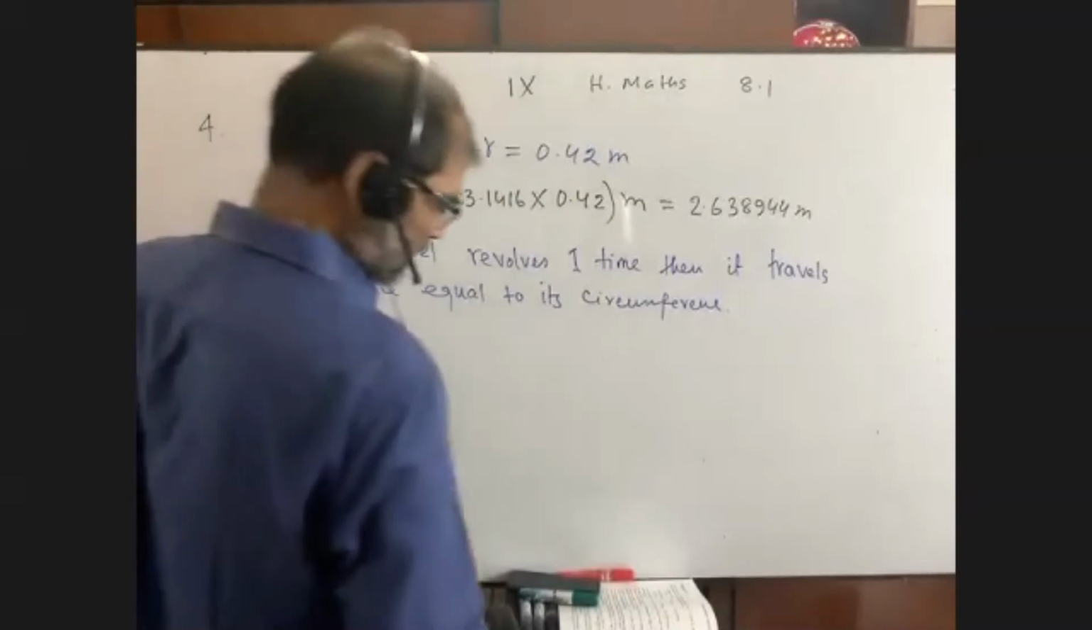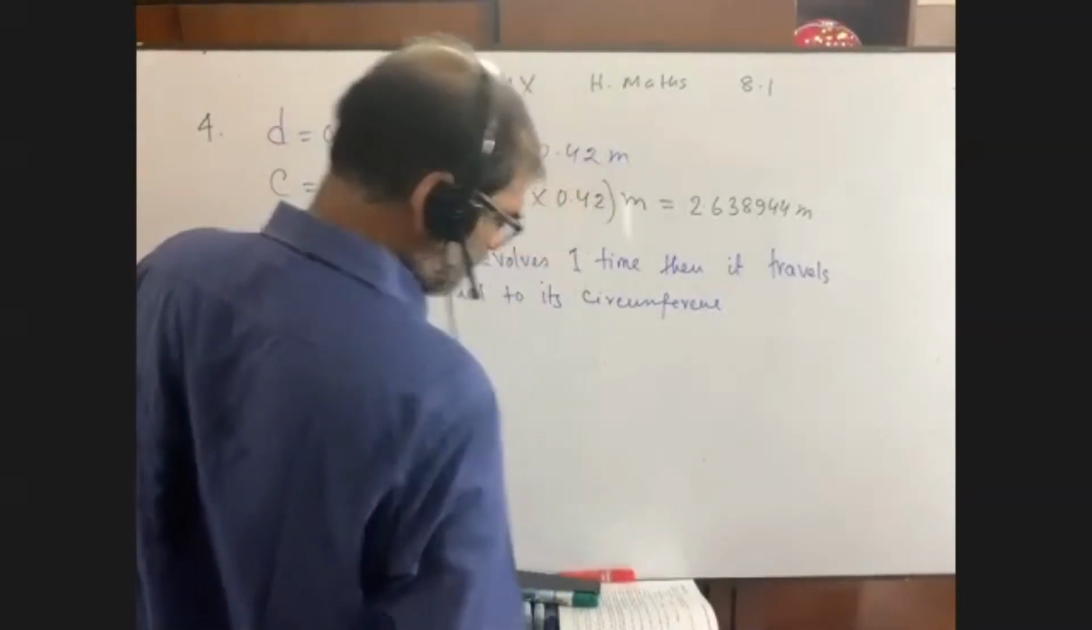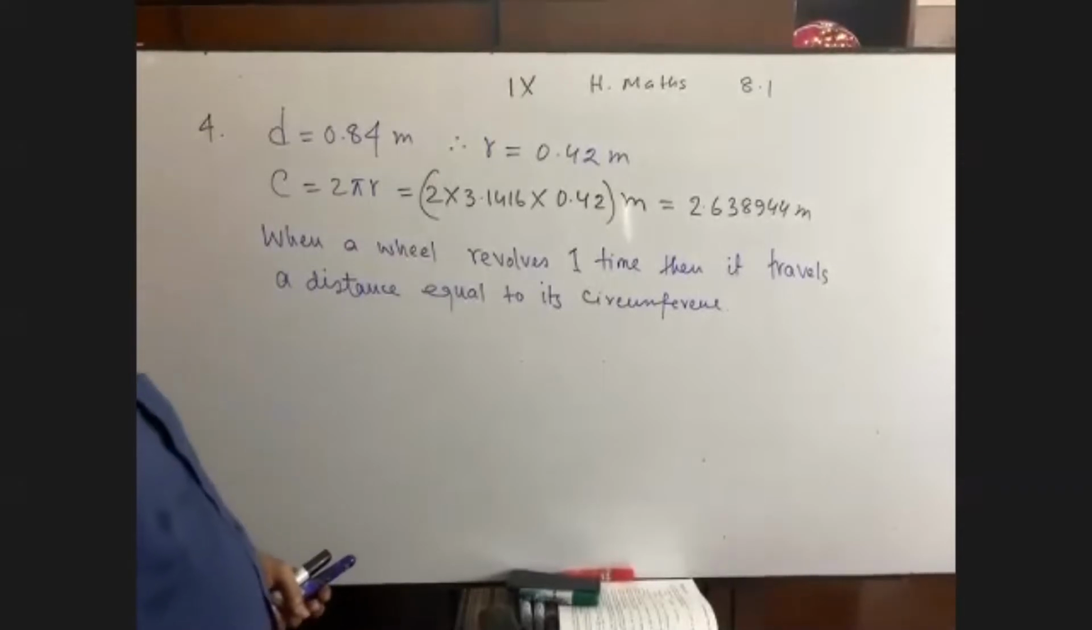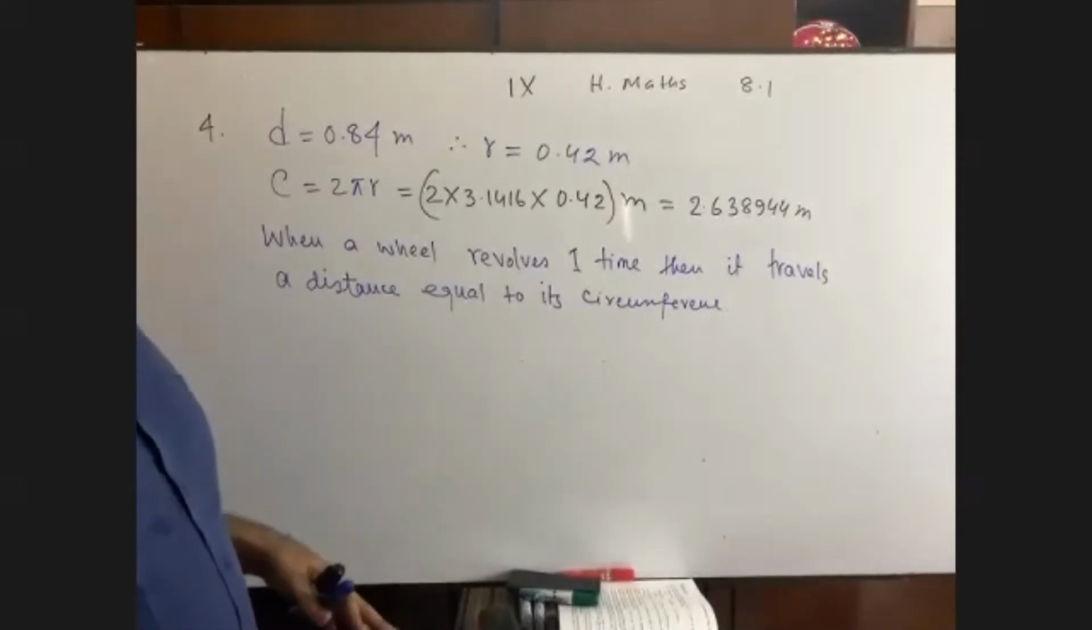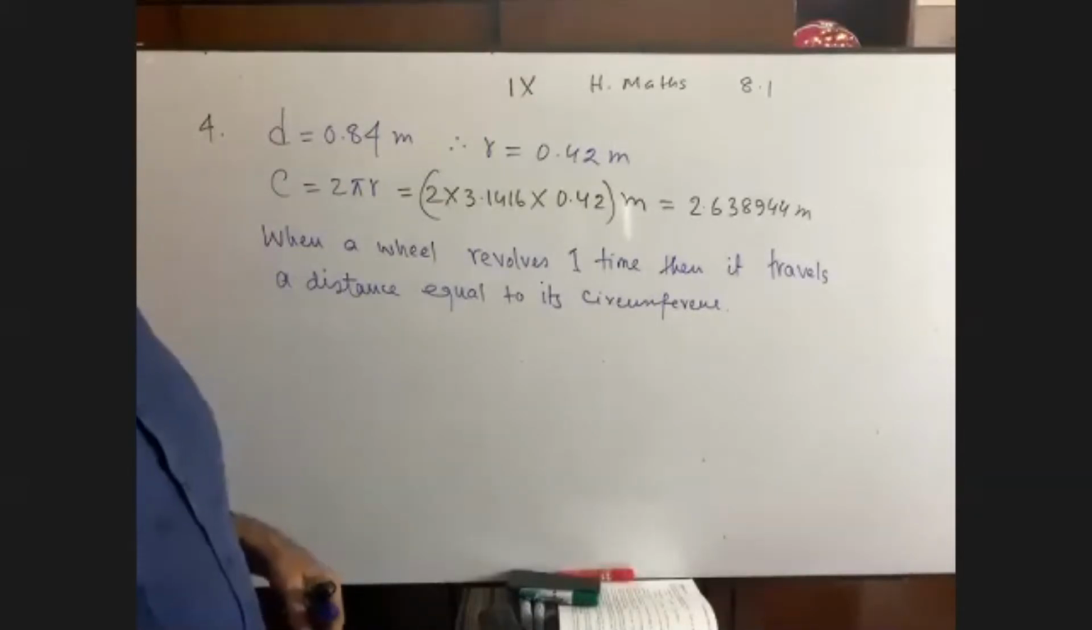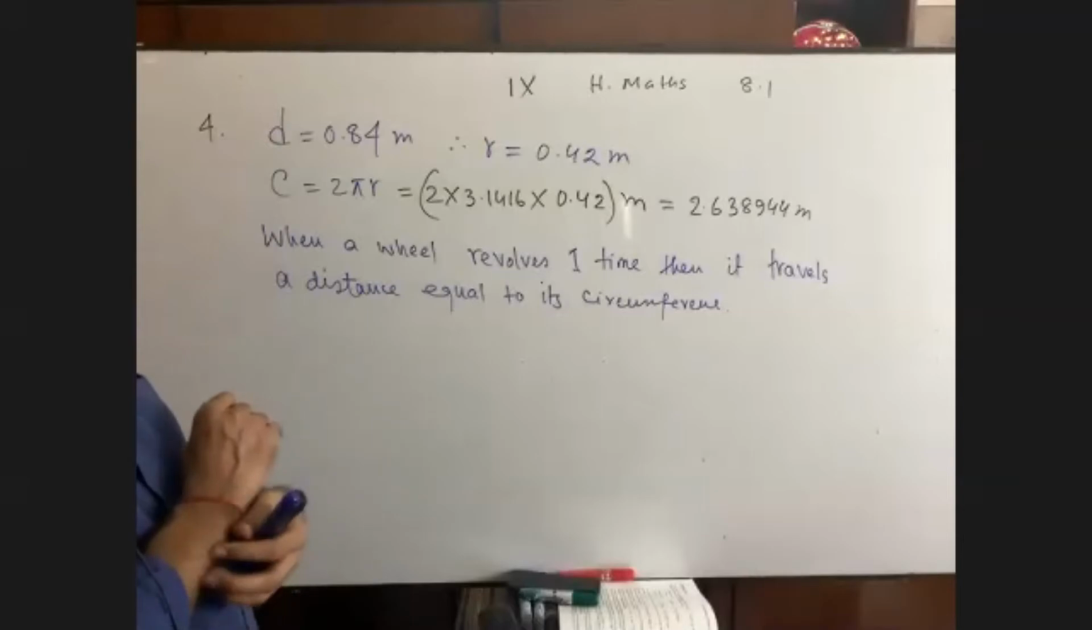Sir, while traveling in a car, we can never cross a distance equal to 2 kilometers, can we? Yes, I think we can travel a distance equal to 2 kilometers or 3 kilometers, like an integer number. You're right, but the circumference is not.